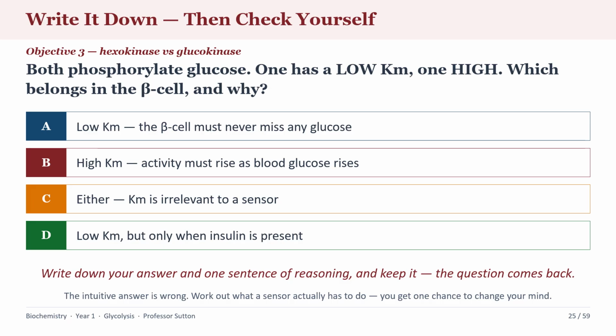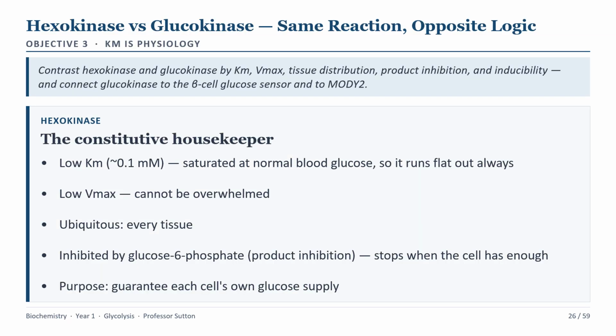Okay, so check out this question, write down your answer. A saturated enzyme reports nothing because its rate is identical at 5 millimolar and 15 millimolar. Let's compare hexokinase to glucokinase. Same reaction, opposite logic.